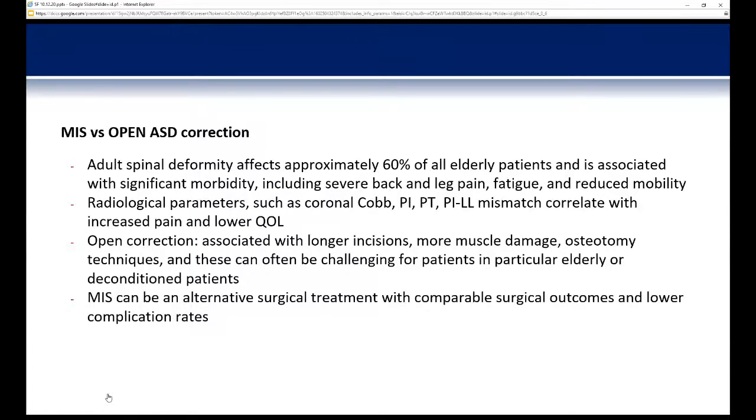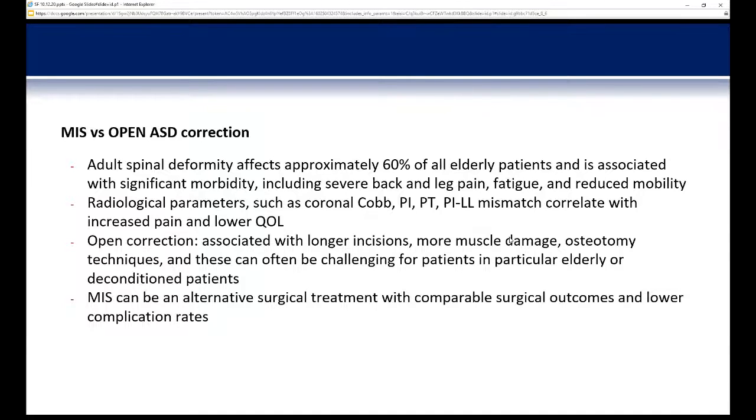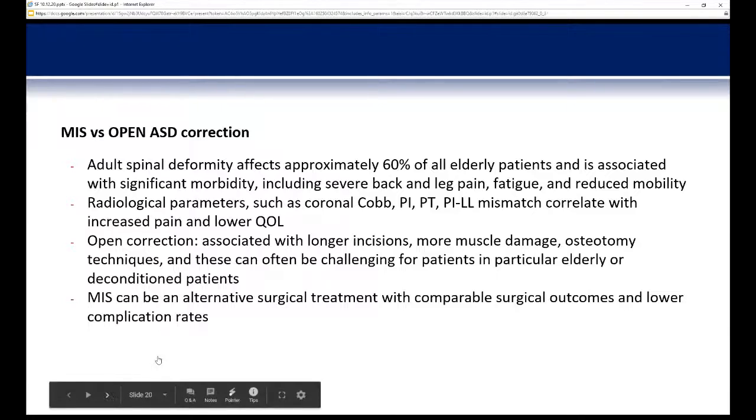So as we know, adult spinal deformity affects approximately 60% of elderly patients and can be associated with significant morbidity, specifically sagittal imbalance. PI-LL mismatch correlates with a lower quality of life and pain. Open correction techniques are associated with longer incisions, more muscle damage, big osteotomies, blood loss, and these can be challenging surgeries to withstand for patients that are elderly or more fragile. MIS has been shown to be an alternative with comparable surgical outcomes and lower complications.